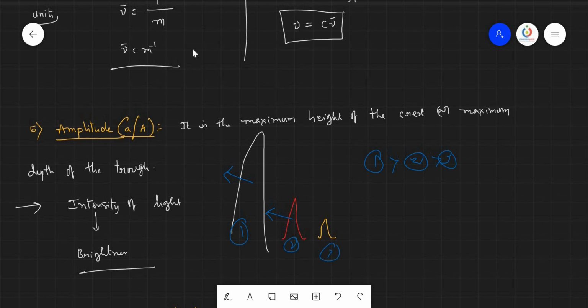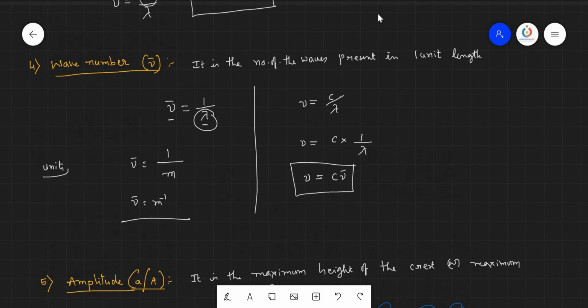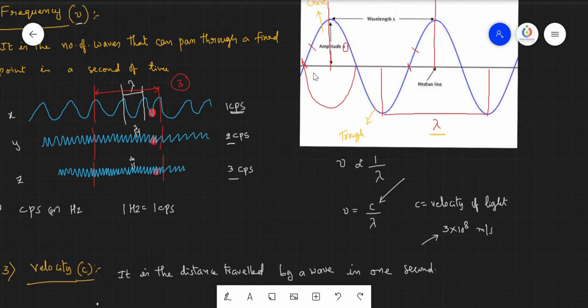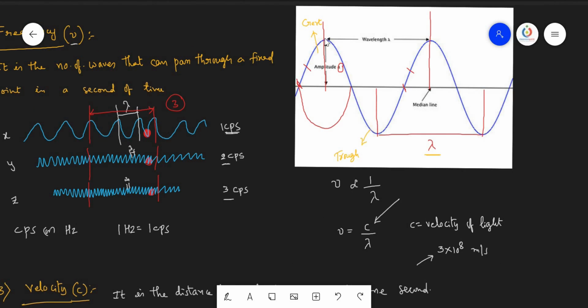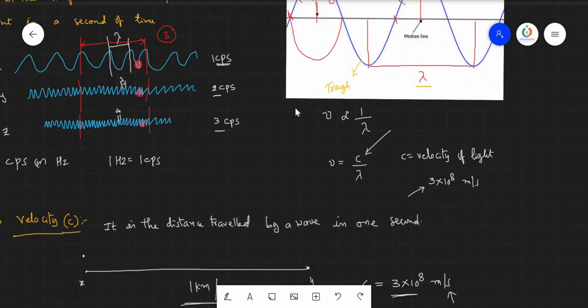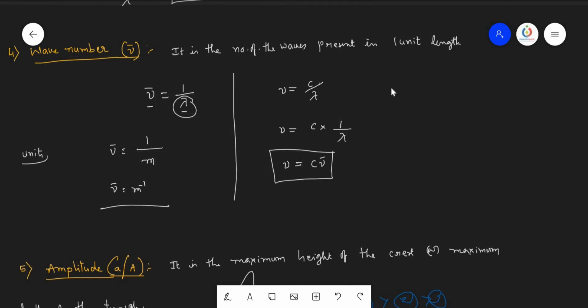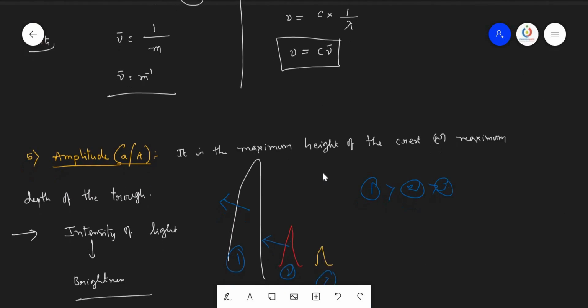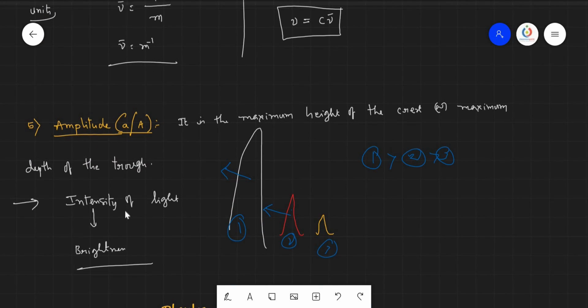Now let us see the amplitude. Amplitude is nothing but the height of the crest or depth of the trough. So here we have seen this is the amplitude. So the maximum height of the crest or the maximum depth of the trough is called the amplitude. So what is the use of the amplitude? It shows the intensity of the light or brightness of the light.